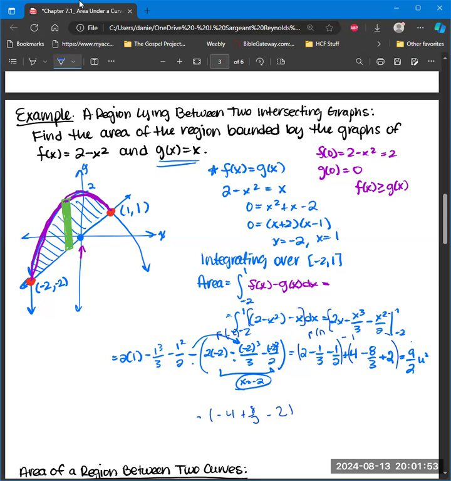Let's add the things together that are alike here. So 2 plus 2 is 4, plus 4 is 8. And then negative 8/3 minus 1/3, that's going to be a negative 3. So that's 8 minus 3, which is 5, minus 1/2. That's 10 halves minus 1 half. That's going to be 9 halves square units.